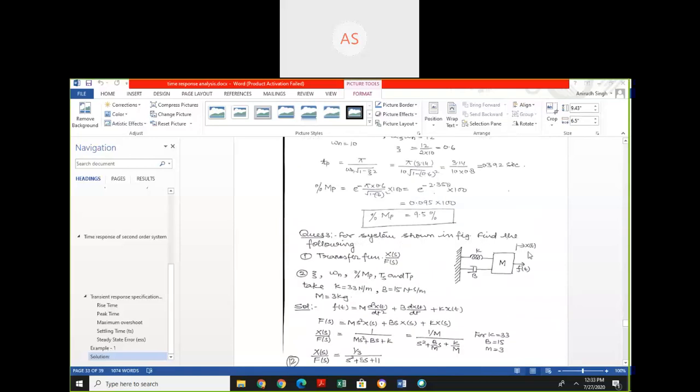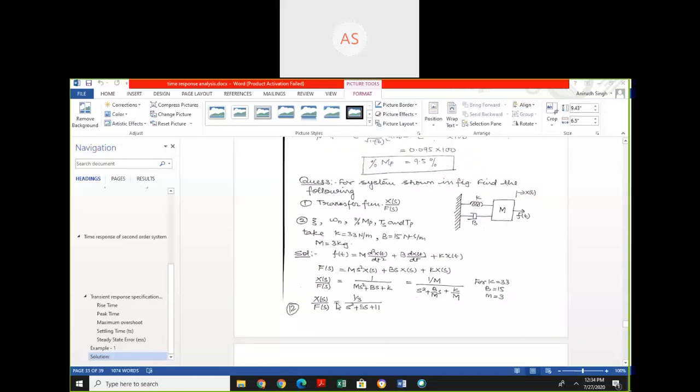For the system shown in the figure, find the following. First, the transfer function. In this case, the input is force F(t) and the output is displacement. So output divided by input, you have to find the transfer function. And second, zeta, omega n, percentage peak overshoot, Ts and Tp. Take the value of spring constant K by this, damping constant by this, and mass is 3 kg.